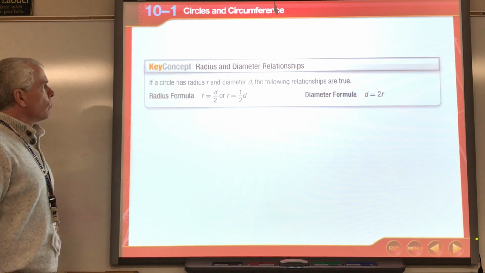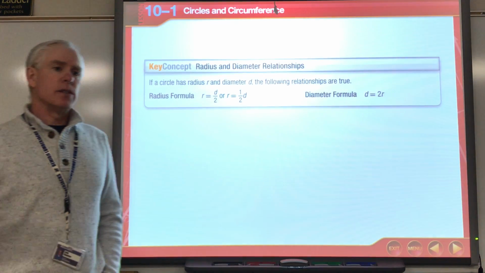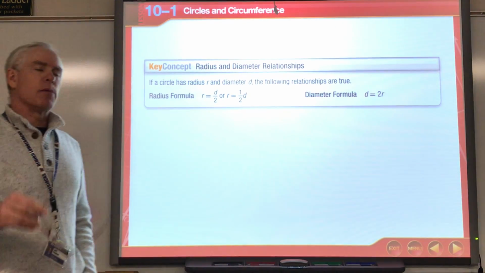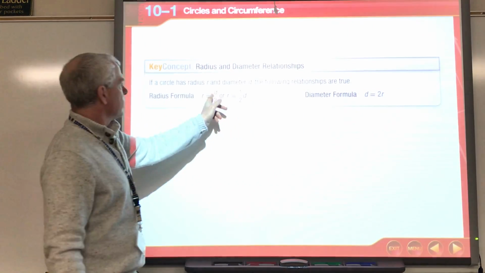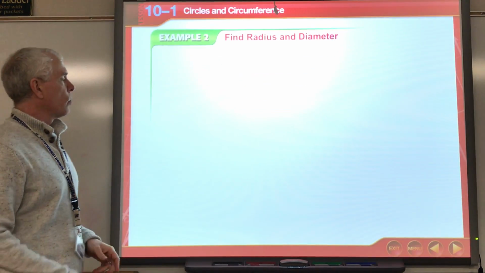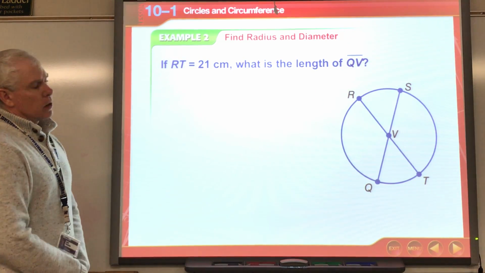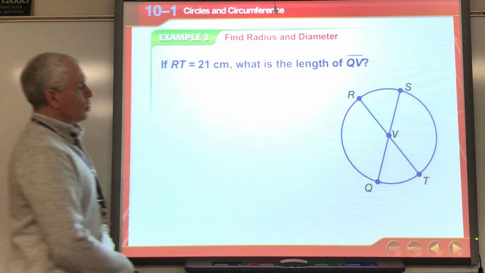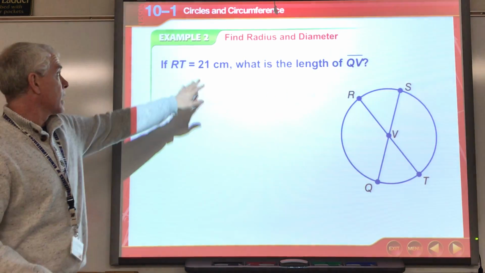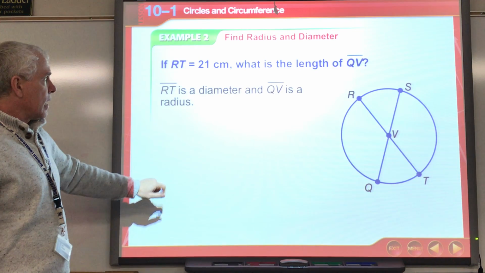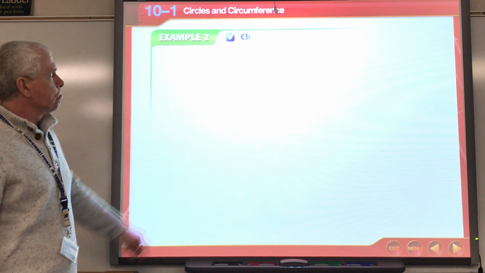All right, radius and diameter relationships, okay? Really, because the diameter goes through the center, the diameter is twice as long as the radius, okay? Or the radius is half as long as the diameter. We just need to know that. And so if RT is 21, RT on the picture there is a diameter. What is the length of QV? QV is a radius. A radius is half the diameter. So if I take half of 21, we get 10 and a half. And we've got our answer.